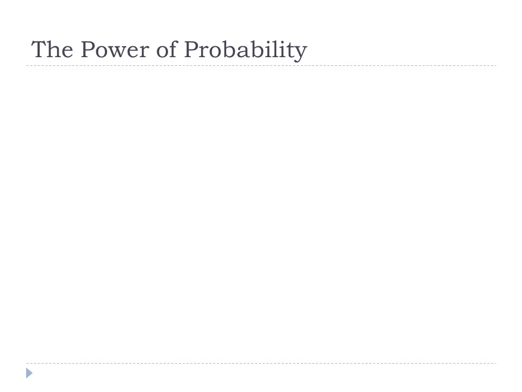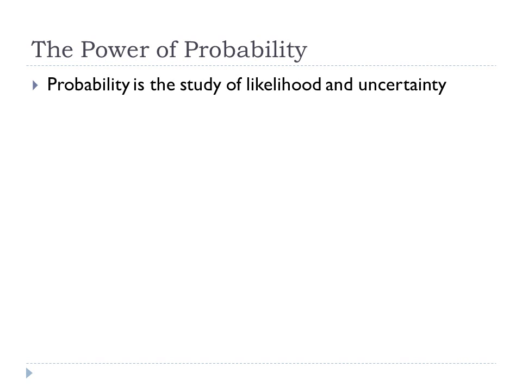So let's talk about what probability is at a very basic level. Probability is the study of likelihood and uncertainty. It's the difference between knowing something will definitely happen and knowing there's no chance it will happen, and then all that in-between area where you can't say that it's definitely going to happen and you can't say that it's definitely not going to happen. Everything in between that is probability.